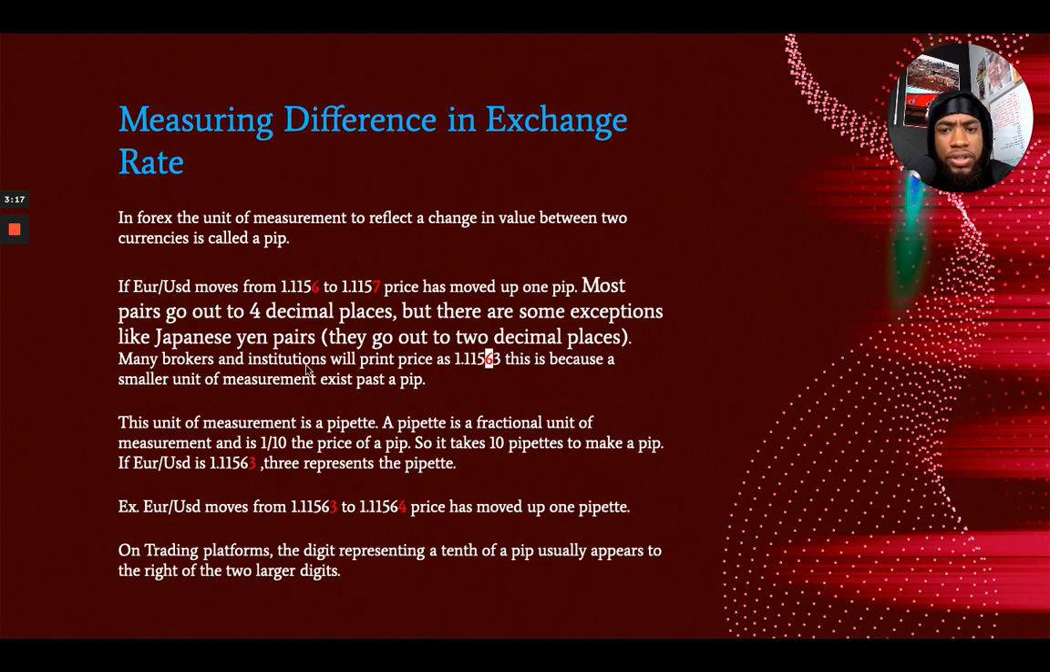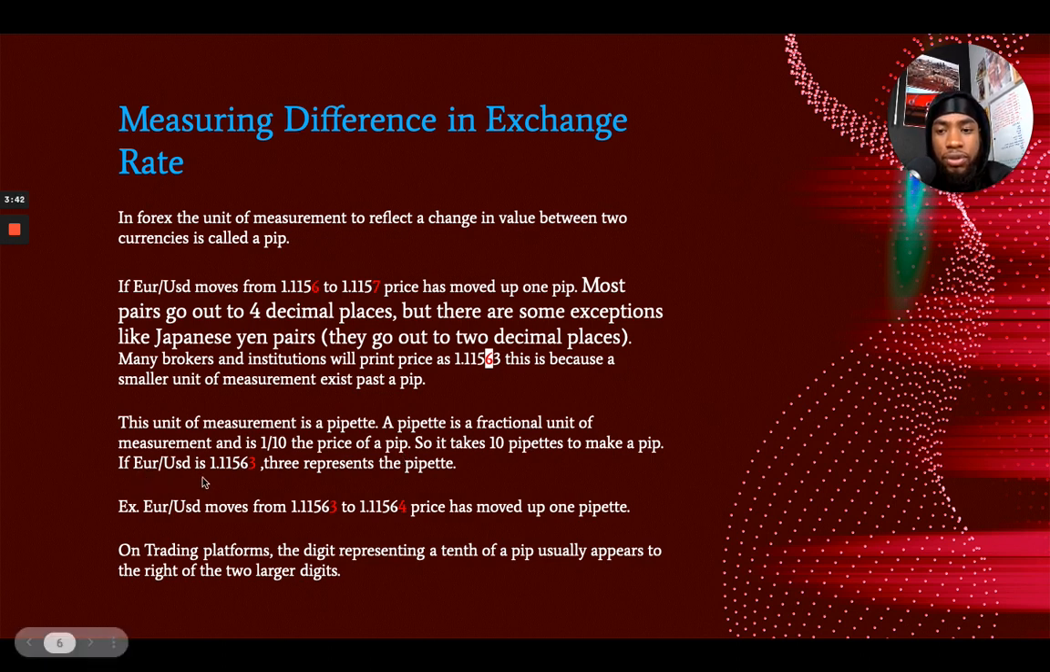So many brokers and institutions will print price as 1.1156.3, and this is because there's a smaller unit of measurement outside the pip, right? So there's actually another unit of measurement that equals up to a pip. This unit of measurement is a pipette. So a pipette is a fractional unit of measurement and is 1/10 the price of a pip. So it takes 10 pipettes to make a pip.